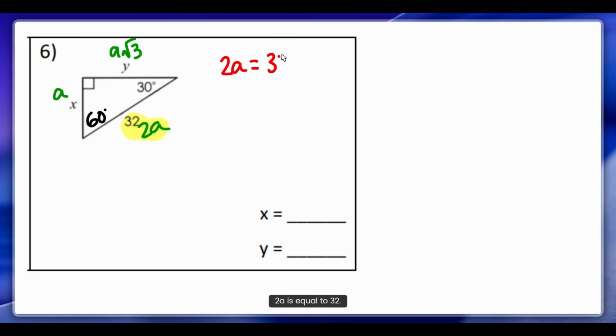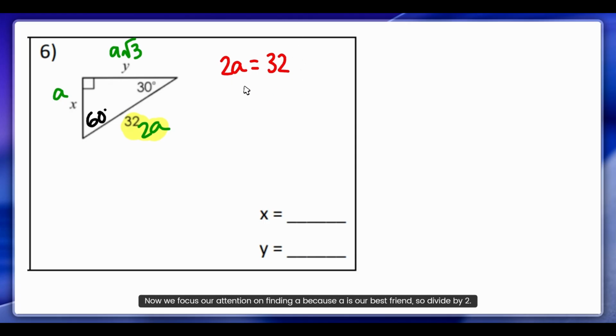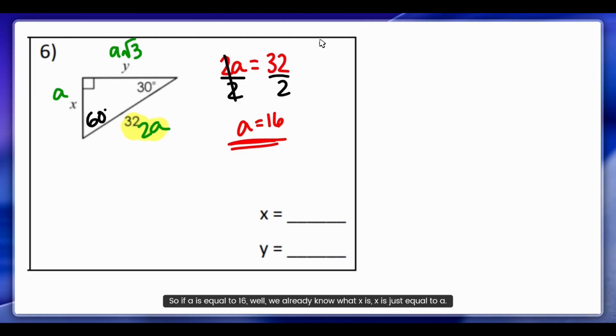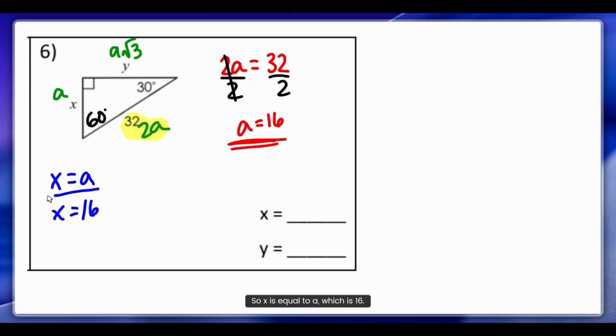2a is equal to 32. Now, we focus our attention on finding a because a is our best friend, so divide by 2. We get a is equal to 16. So if a is equal to 16, well, we already know what x is. x is just equal to a. So x is equal to a, which is 16. So x is equal to 16.